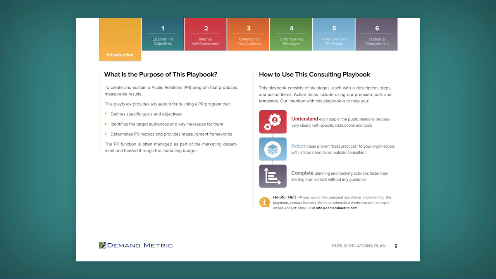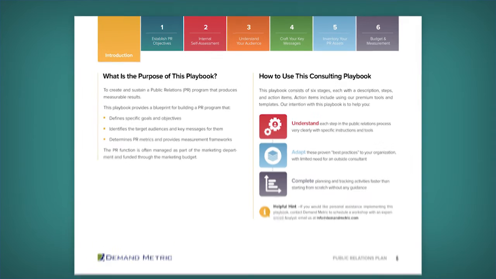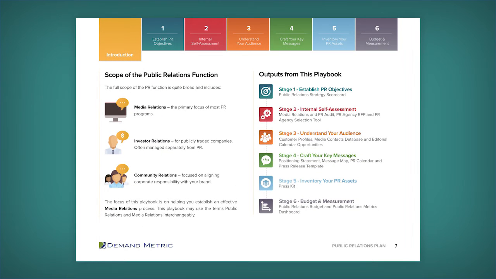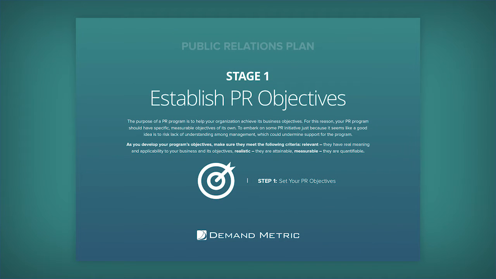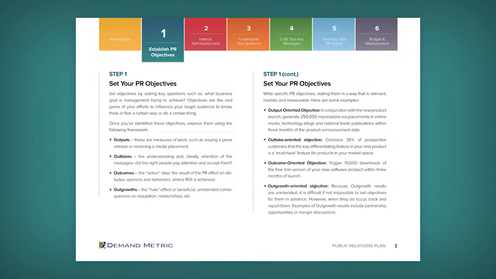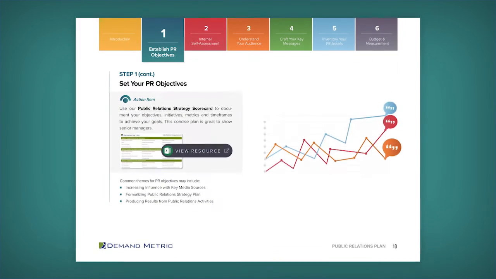Our playbooks are filled with links to practical modern marketing tools, templates, and training, which are organized stage by stage, step by step, starting with stage number 1, establishing PR objectives. And here, your one and only step is to set your PR objectives, which will ultimately find their way into the Public Relations Strategy Scorecard template.